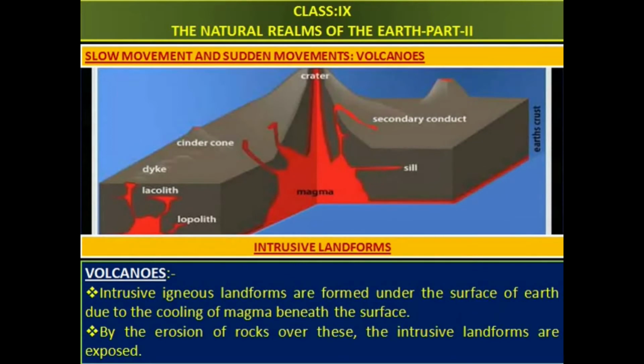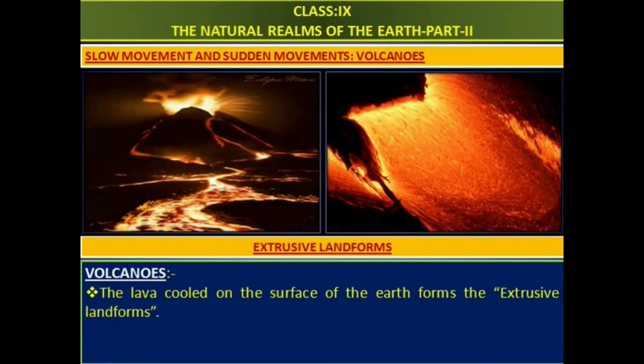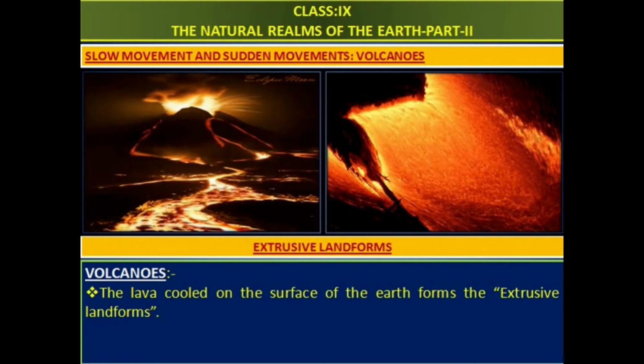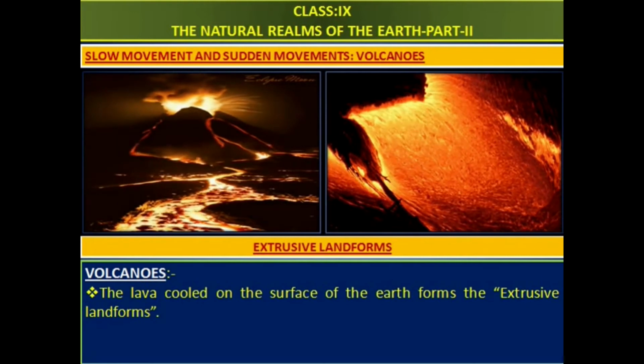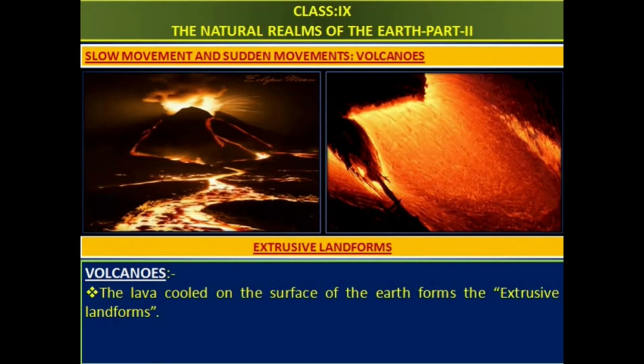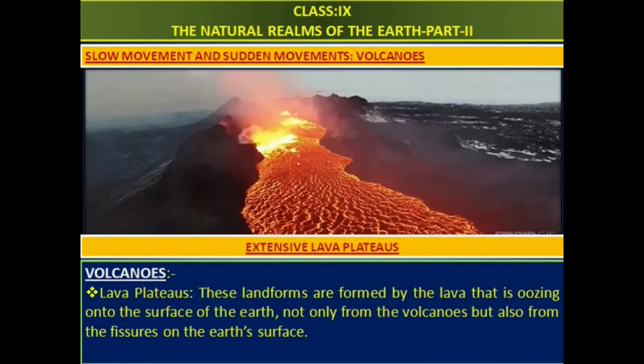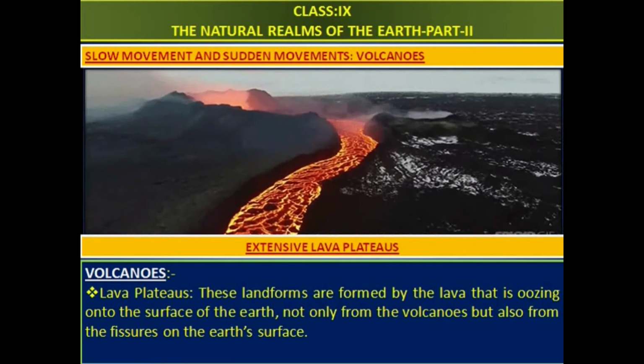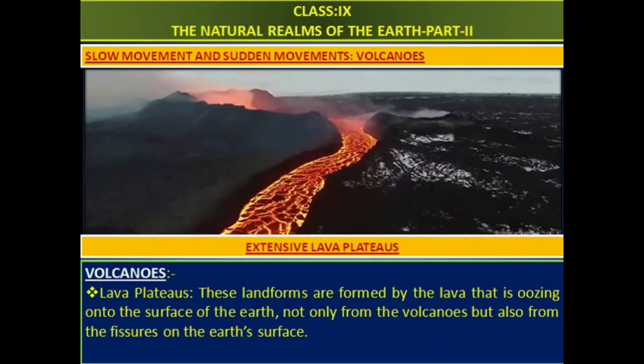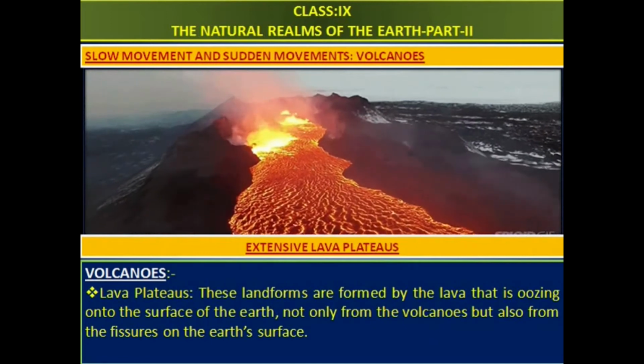Intrusive igneous landforms are formed under the surface of the earth due to the cooling of magma beneath the surface. By the erosion of rocks over these, the intrusive landforms are exposed. The lava cooled on the surface of the earth forms the extrusive landforms. Lava plateaus: these landforms are formed by the lava that is oozing onto the surface of the earth, not only from the volcanoes, but also from the fissures on the earth's surface.